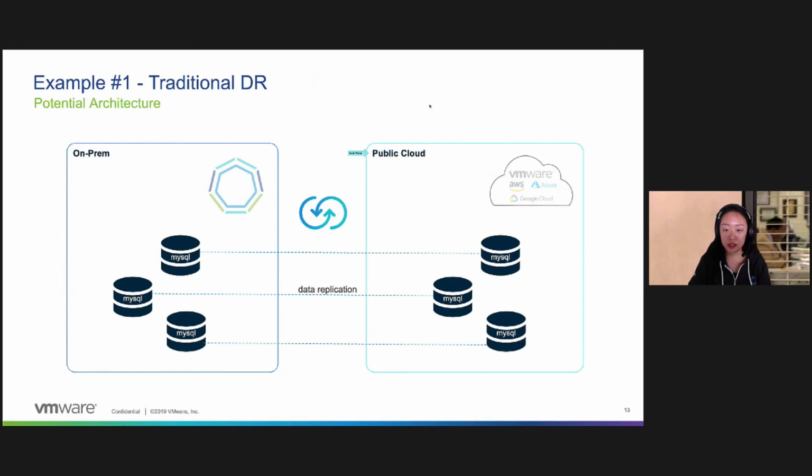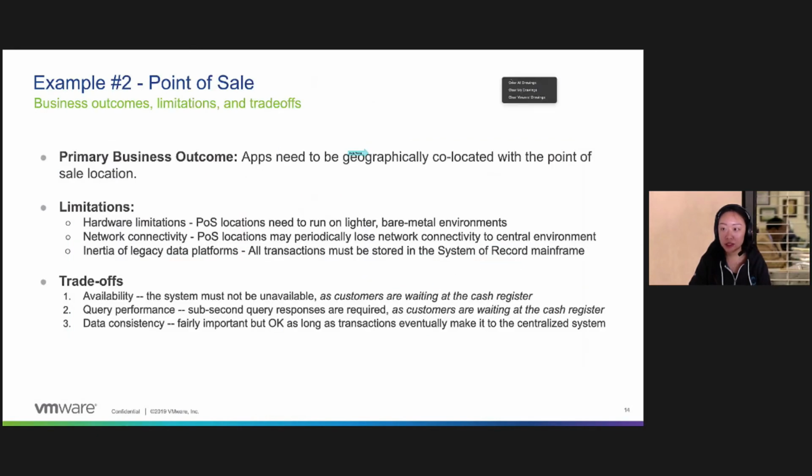So that was a simpler example. I'd like to take us through another example, which is a little bit more complex and maybe a little bit more realistic to what you might be dealing with, which is point of sale. And this is extremely common across many retail businesses who want to modernize.